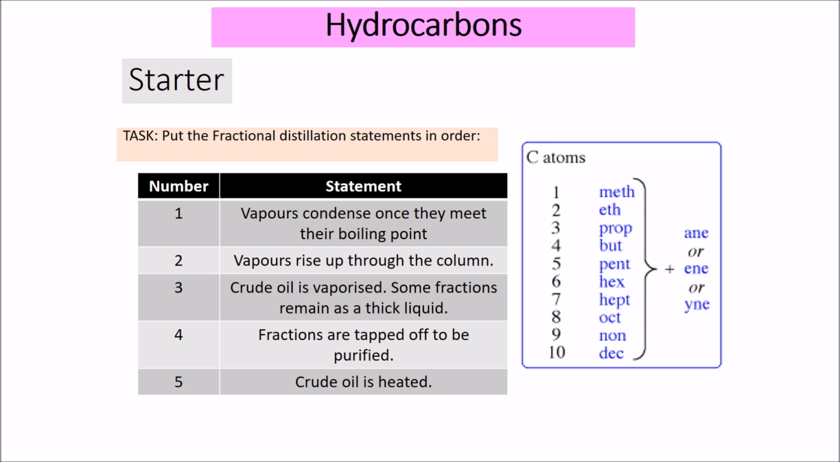Today we're going to look at hydrocarbons. So this is lesson 3 out of 4 of your crude oils topic. Yesterday you looked at fractional distillation during yesterday's live lesson. So to start with, please, can you order these statements from 1 to 5 in the correct order for how fractional distillation works?